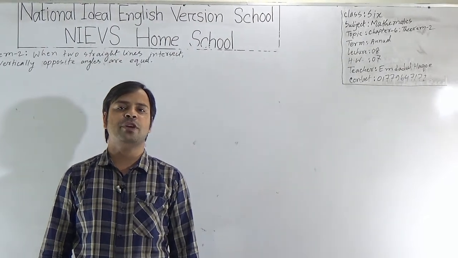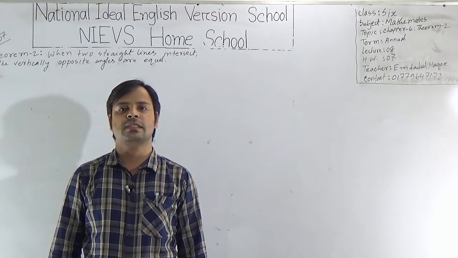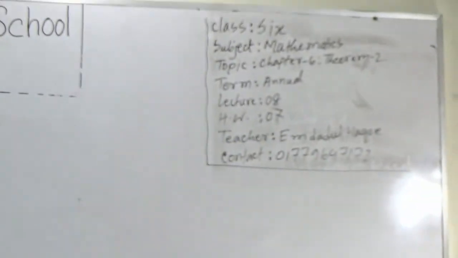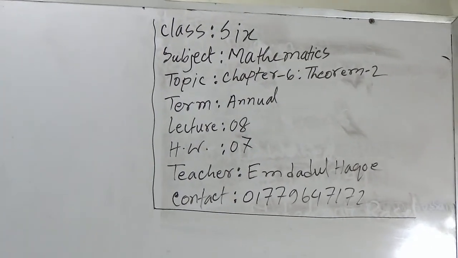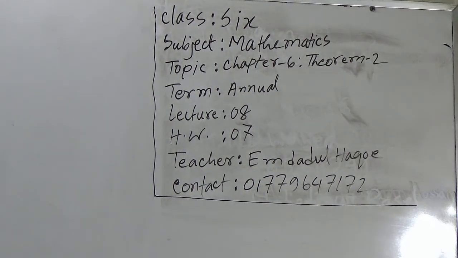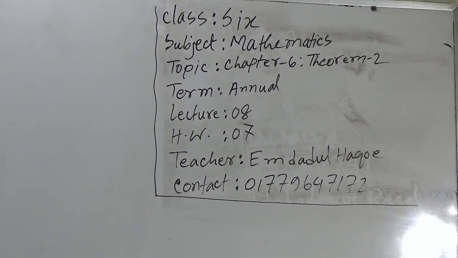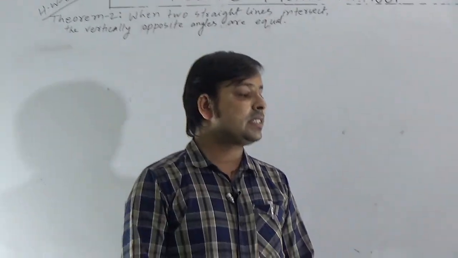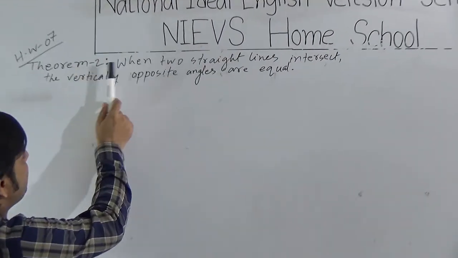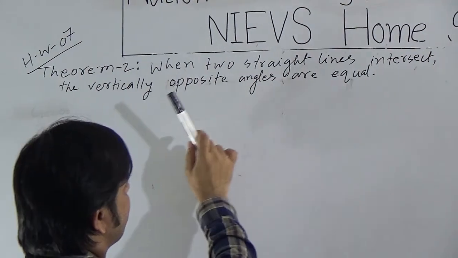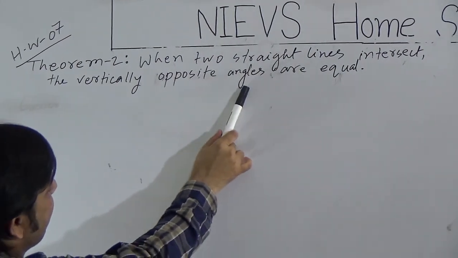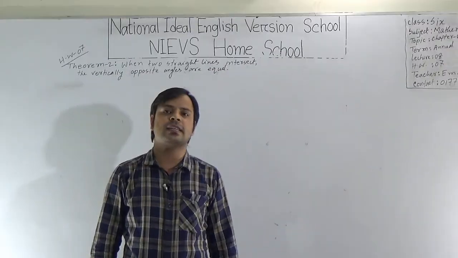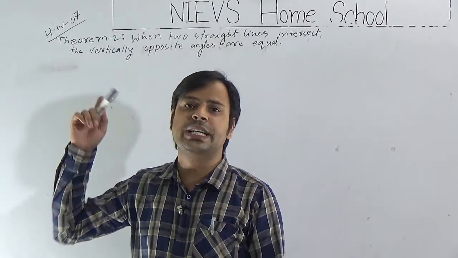Dear students, today I am going to take a math class of class 6. Our today's topic is Chapter 6, Theorem 2. This is the 8th class of annual term and today's homework number is 7. At first we have to know what Theorem 2 is. Theorem 2 is: when two straight lines intersect, the vertically opposite angles are equal. This is a statement. We need to prove this.